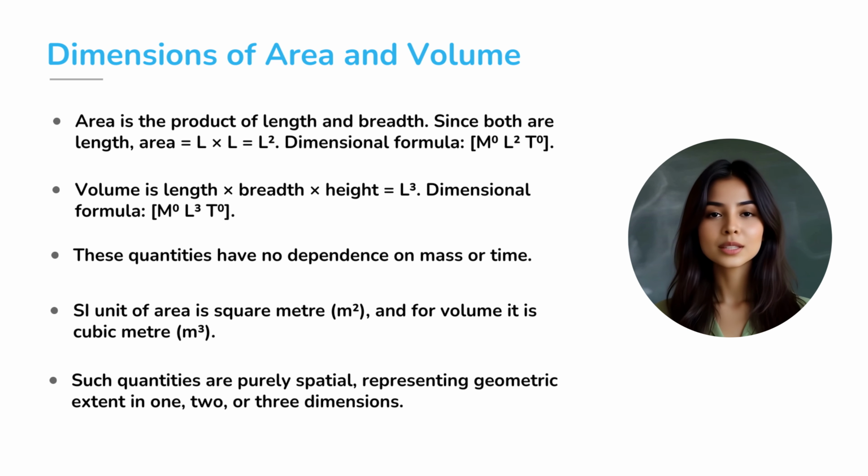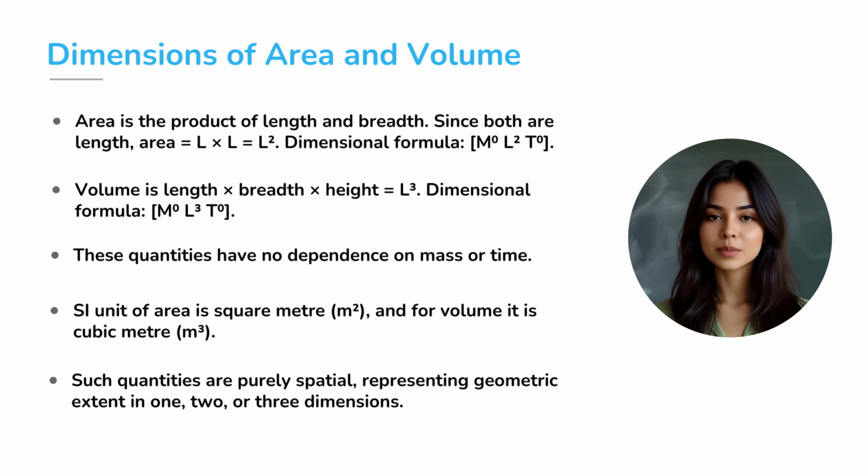Let's begin with the simplest, geometrical quantities. Area is the product of length and breadth. Both have the dimension L. So, area equals L multiplied by L, which equals L squared. The dimensional formula becomes m to the power 0, L squared, t to the power 0. The SI unit is square meter.